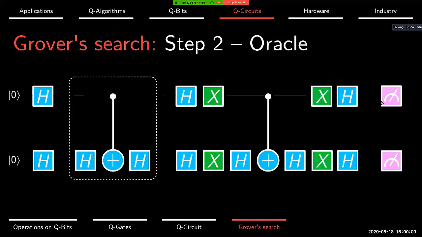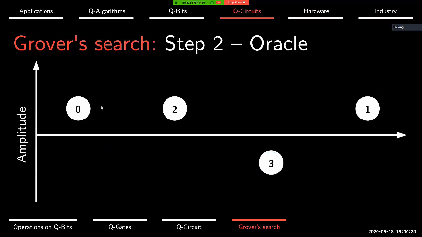Then the second step is what we call the oracle. The oracle typically will tag the states that you are looking for. Here, for instance, this oracle is specially designed to tag the value 3. It will change the sign inside the superposition of the terms that you are looking for. So everything is positive except the solutions that you're looking for, which become negative. So instead of having 0, plus 1, plus 2, plus 3 in superposition, you will have 0, plus 1, plus 2, minus 3. So with the oracle, you can start differentiating the solution of the problem from the other solutions.